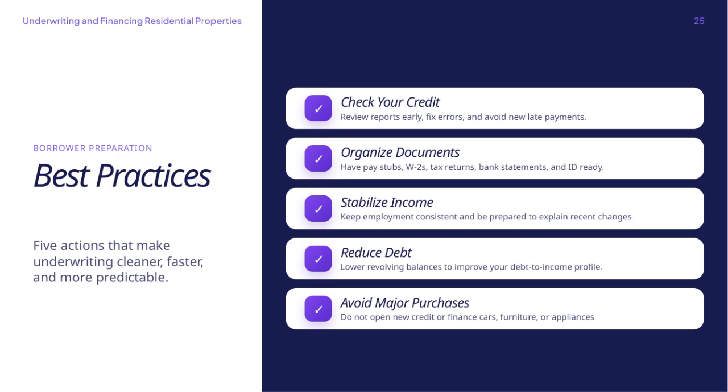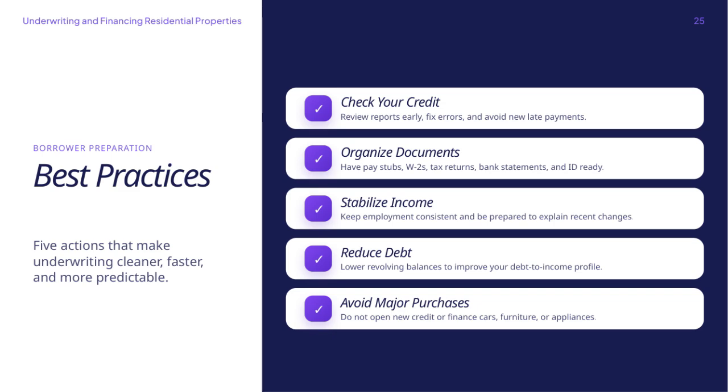This strengthens your financial profile in the eyes of underwriters. Finally, avoid making any major purchases before your loan closes. Opening new credit accounts or financing big-ticket items like cars, furniture, or appliances can negatively affect your creditworthiness and complicate the underwriting process. Following these best practices will help you navigate underwriting more confidently and increase your chances for a successful mortgage approval.